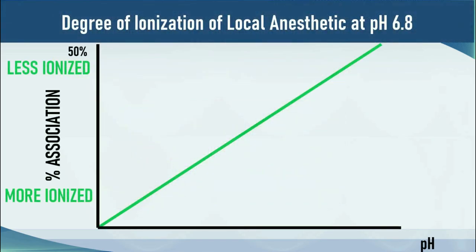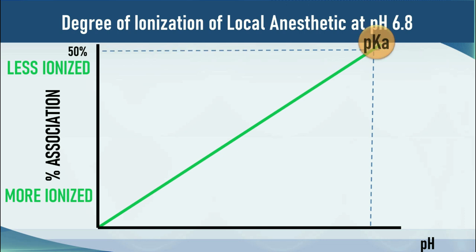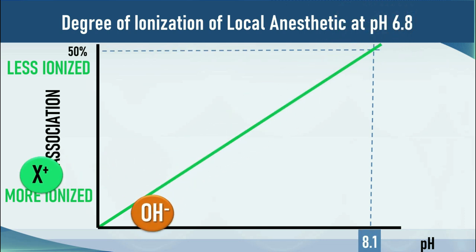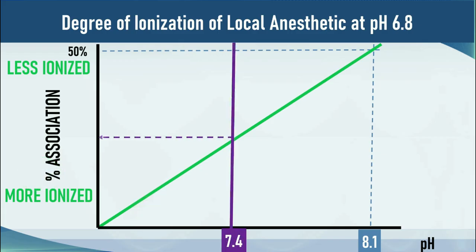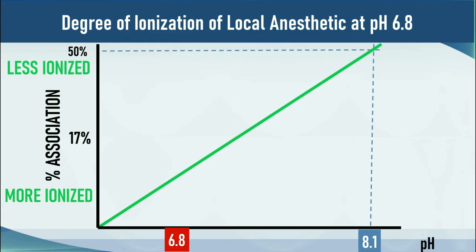Let's look at what we've learned so far. The pKa starts at 8.1 with 50% dissociation. As the pH is lowered, the compound becomes more ionized, so that at 7.4 it is 83% ionized. Now we are going to reduce the pH to 6.8. As you would now expect, the compound becomes even more ionized. At this pH, it is 95% ionized and 5% unionized.